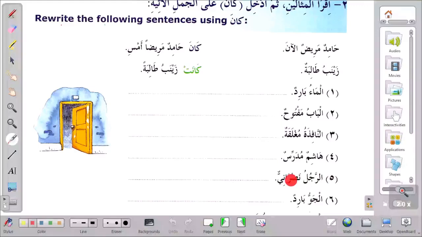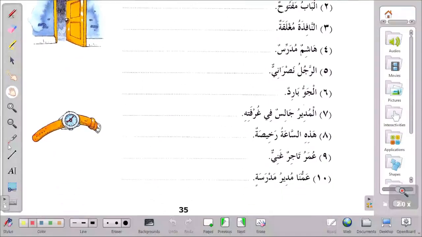Ar-rajulu nasraniyun. The man is a Christian. Nasraniyun is a Christian, the plural is nasara, Christians. If I want to say the man was a Christian, assuming he's no more a Christian, I'll say what? Kana ar-rajulu nasraniyan. I hope that's clear. Kana ar-rajulu nasraniyan.